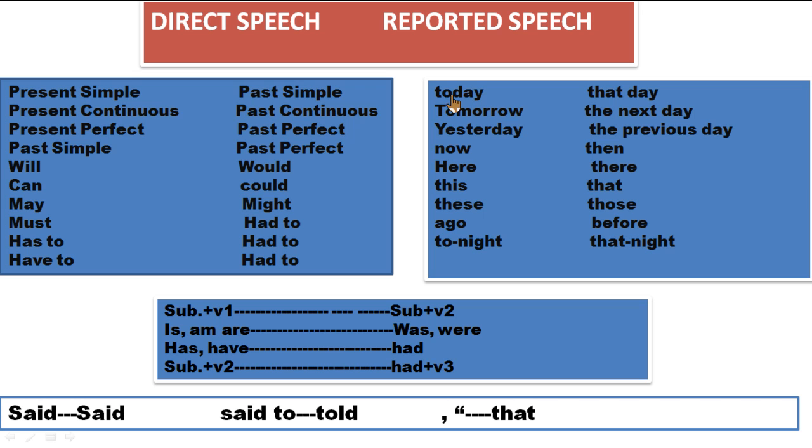Then see, today becomes that day, tomorrow becomes the next day, yesterday becomes the previous day, now becomes then, here becomes there, this becomes that, these becomes those, ago becomes before, tonight becomes that night. Then we see said remains said. Said to is changed into told, and we remove the comma and inverted commas and we use that instead.